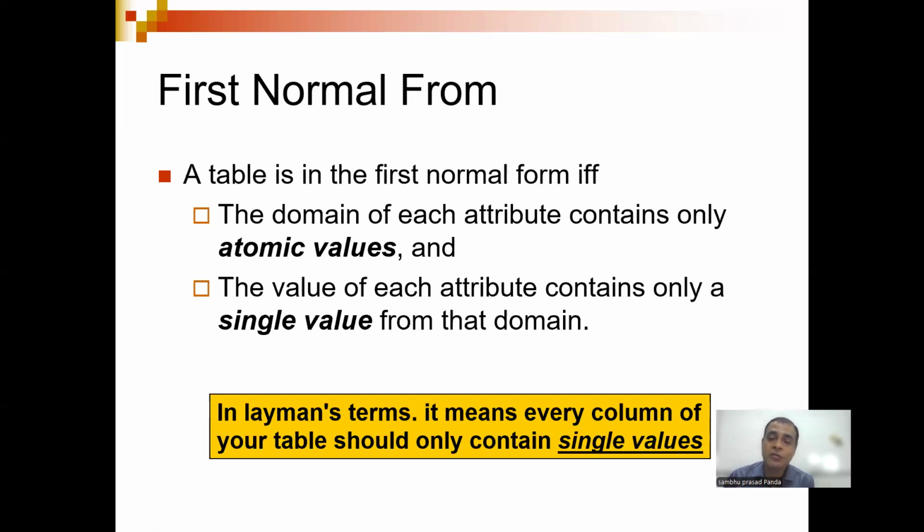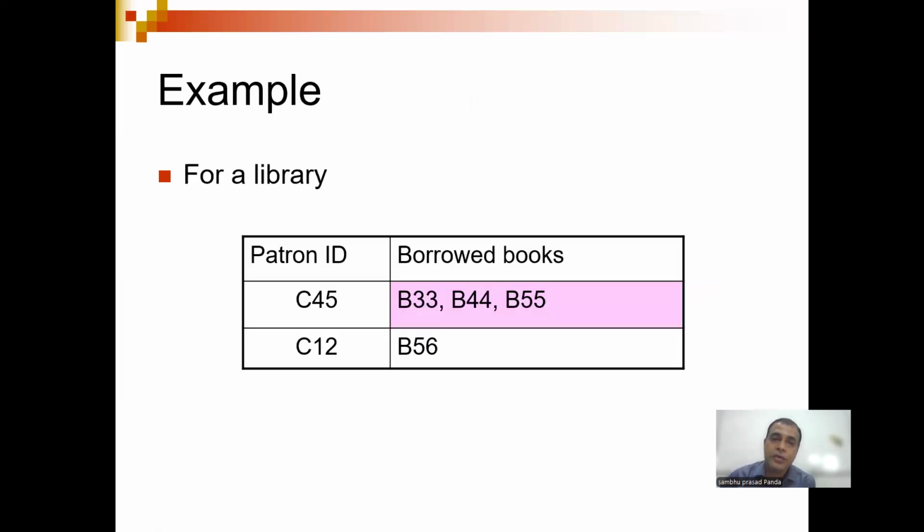Under first normal form, a table is said to be in first normal form if the domain of each attribute contains only atomic values, meaning a single value, right? So each cell contains only a single value. This is the idea of first normal form. We cannot have any repeating values under this. Fine. So one example is here.